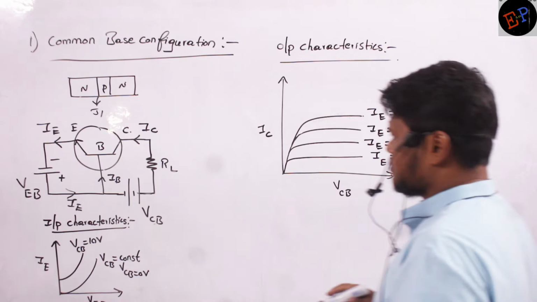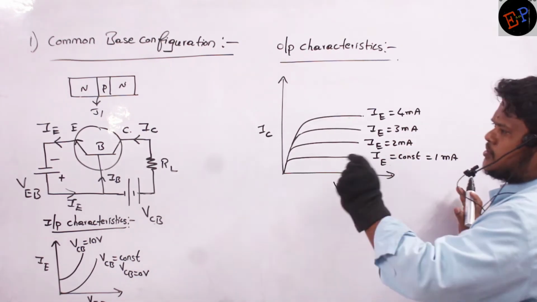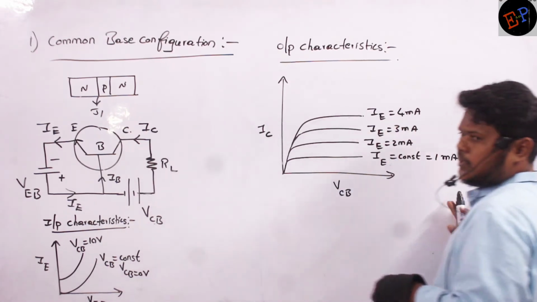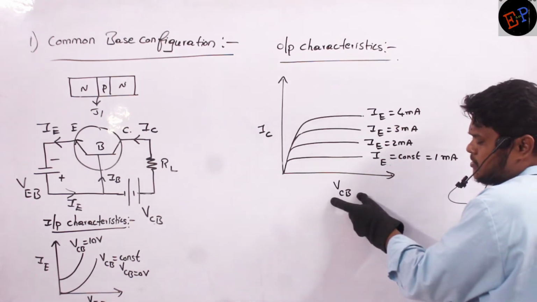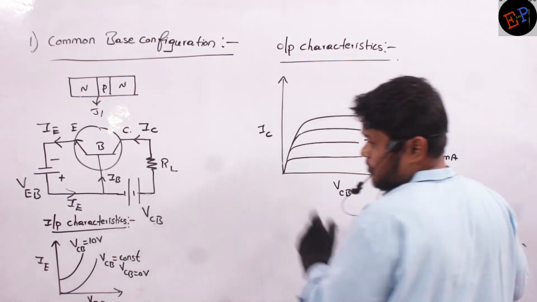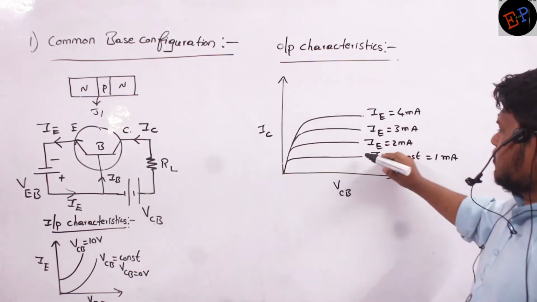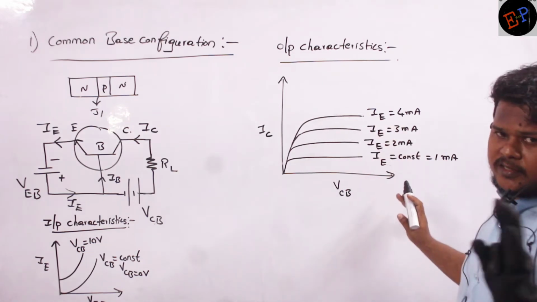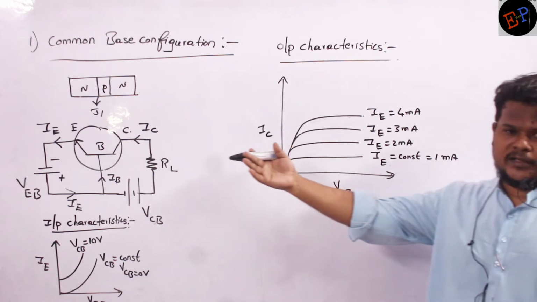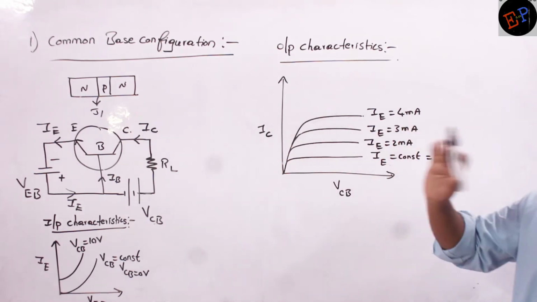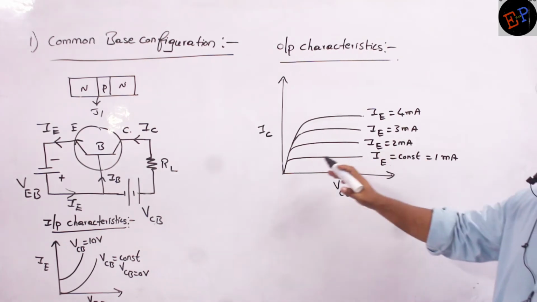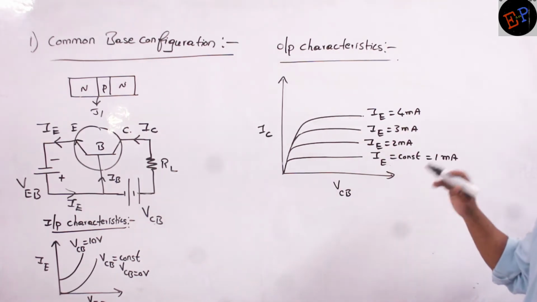Now see the output characteristics. In output characteristics, we take the output current. Which is the output current? IC is the output current. And we change the second junction potential, which is VCB. In every graph, IE is taken constant. In the first graph, IE is 1. IE means emitter current, which is considered constant. Throughout the second graph, again IE is constant. Throughout the third graph, IE is constant. Are you able to understand?